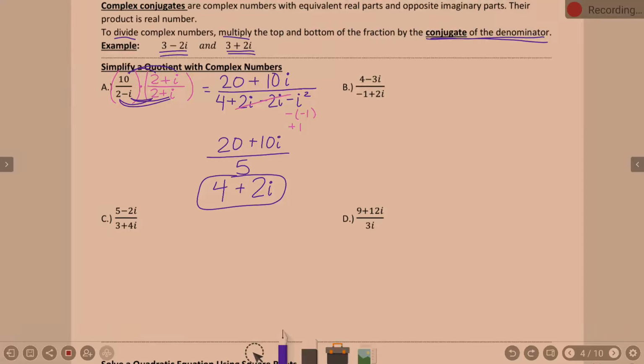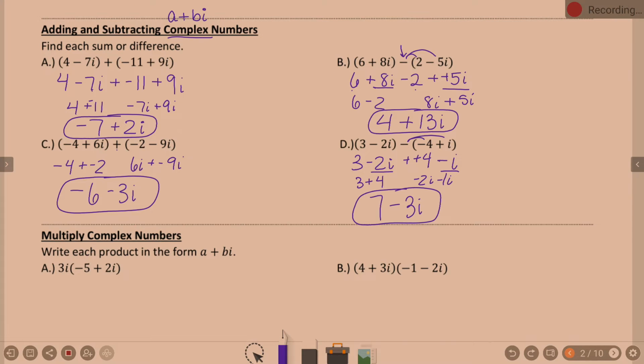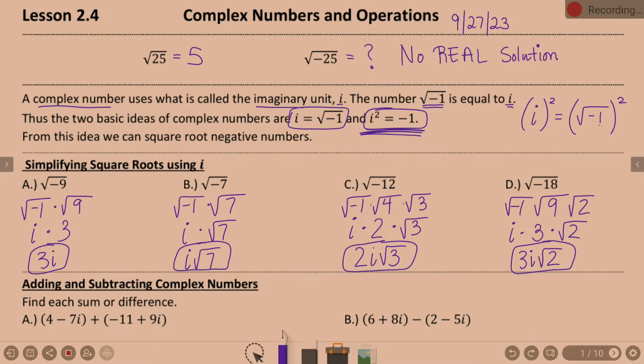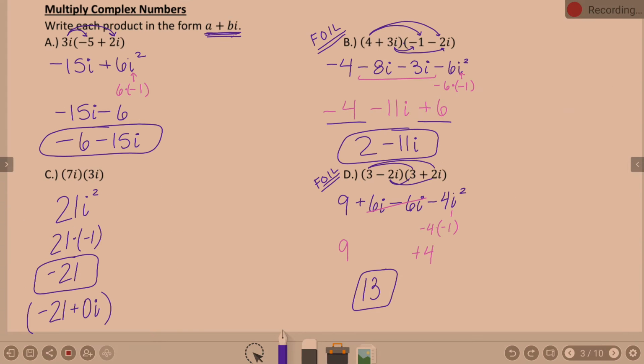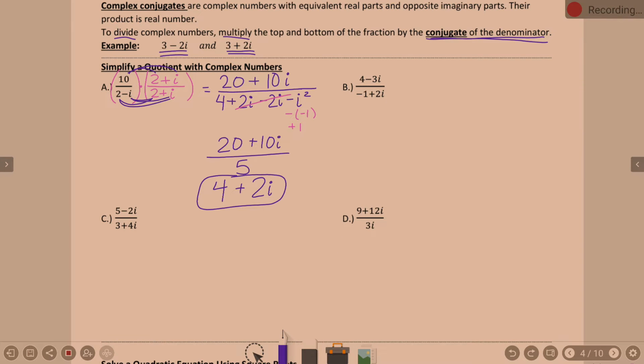We were working with imaginary numbers. What's an imaginary number? i is the square root of -1, yes? If you go back to yesterday's notes, i is the square root of -1, and i squared is just -1.